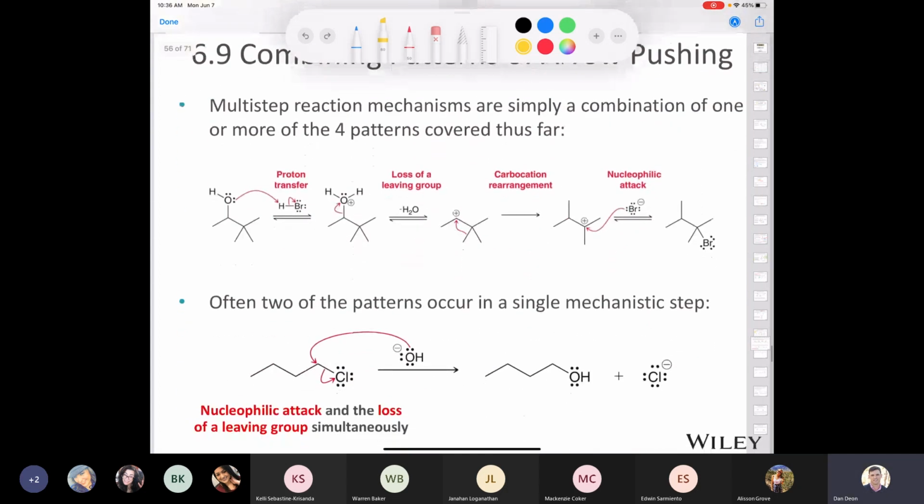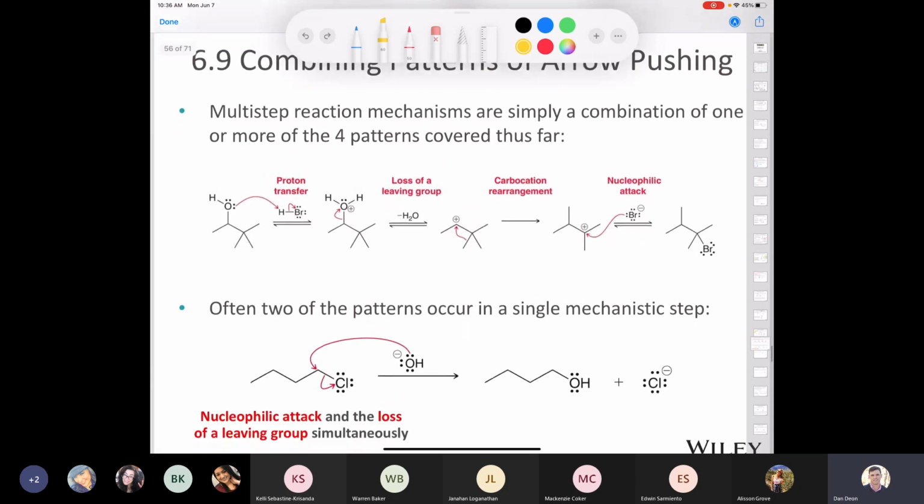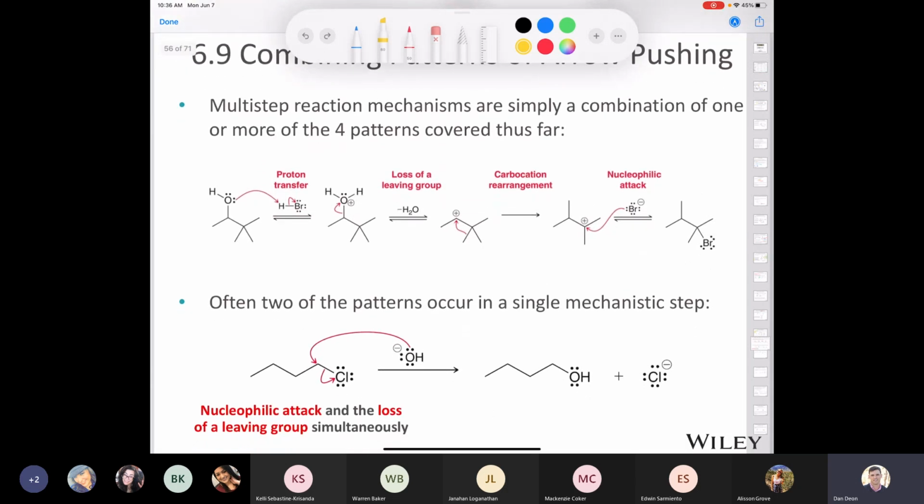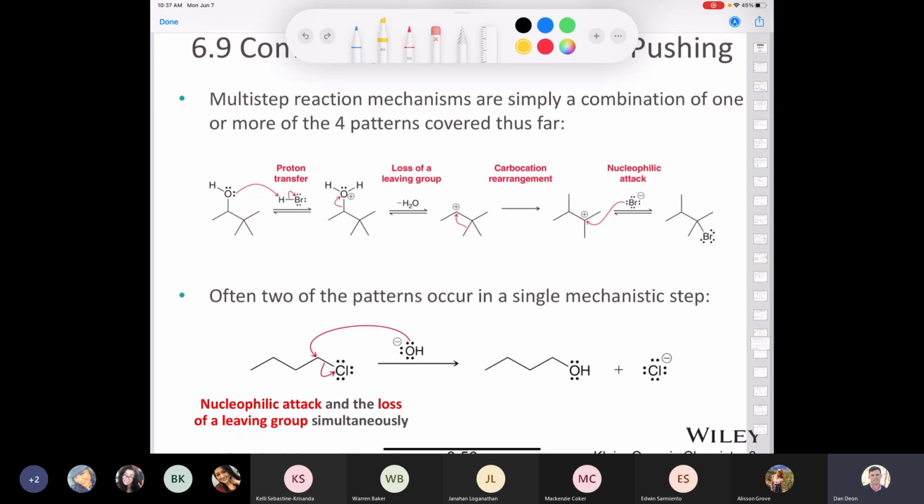Well, how would I put all of these together? How do I put all of these different patterns of arrow pushing together? The nucleophilic attack, the loss of leaving group, the proton transfer, the rearrangement. Well, I think the first thing you want to do is to be able to identify these types of arrow pushing patterns. Because when we look at a multi-step reaction mechanism, which is kind of where we're headed in this class, it's always going to be some combination of these four patterns.